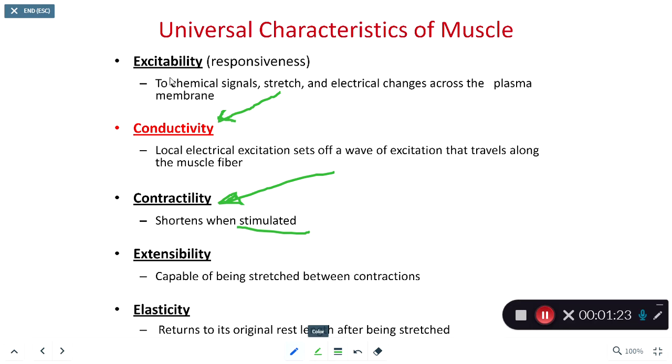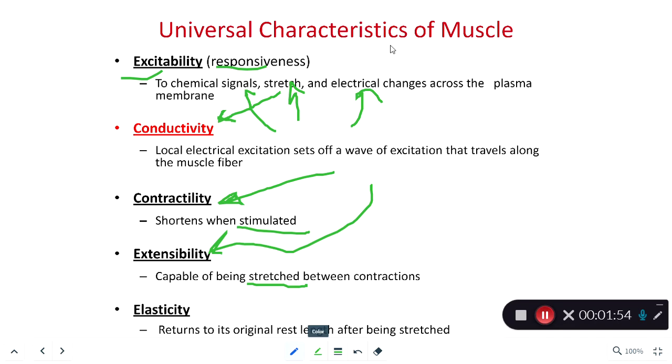They're also going to be able to respond, or they're excitable. So we can have chemical signals, physical signals, electrical signals, causing some kind of a response or an alteration to that muscle tissue. They are also extensible. What does extensible mean? It means that we can stretch them out. When we're relaxing our skeletal muscles in particular, we can stretch them out beyond their resting length. So if you look at a muscle at its regular resting length, you can pull it farther.